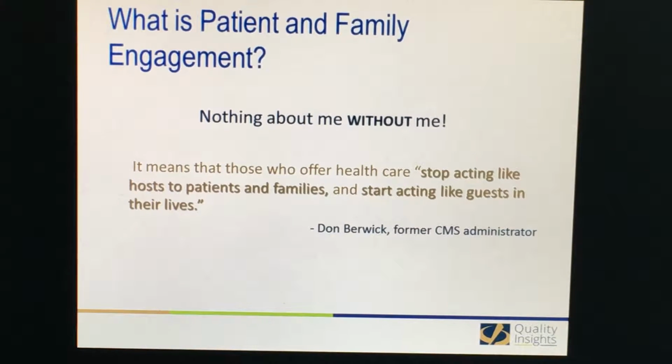Let's start with why patient and family engagement is important. Don Berwick, who's the former CMS administrator for Medicare, said that patient and family engagement is "nothing about me without me," which means to him that those who offer health care need to stop acting like hosts to patients and families and start acting like guests in their lives.